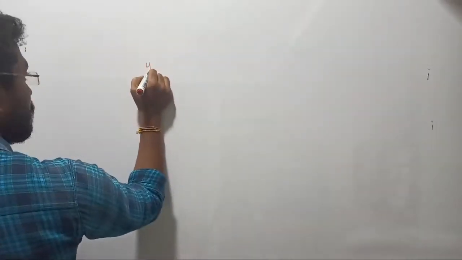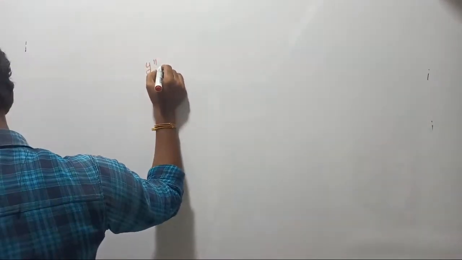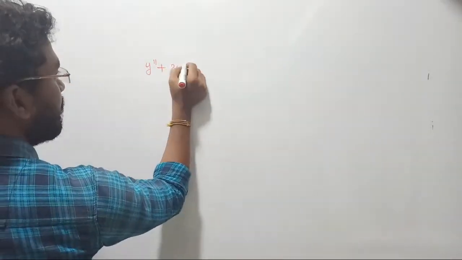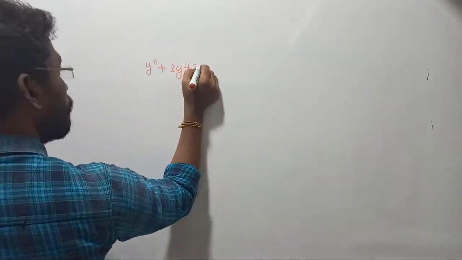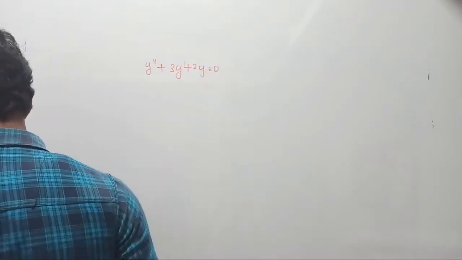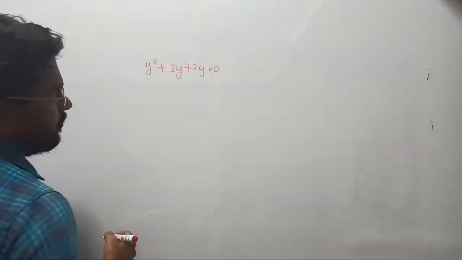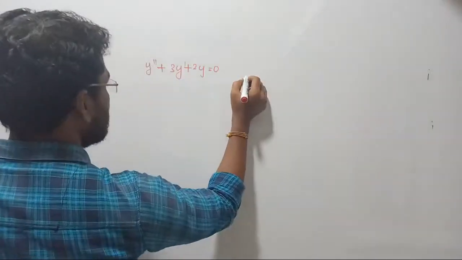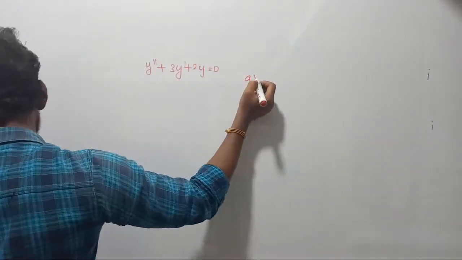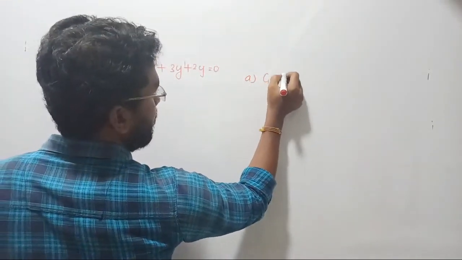Solution for the differential equation, that's all. The question is: y double dash, that is the double derivative of y, plus 3 times the single derivative of y, plus 2y equals 0. That's all. Can you please try it by yourself? They have given many options. Anyway, for our satisfaction, let me write the answer.